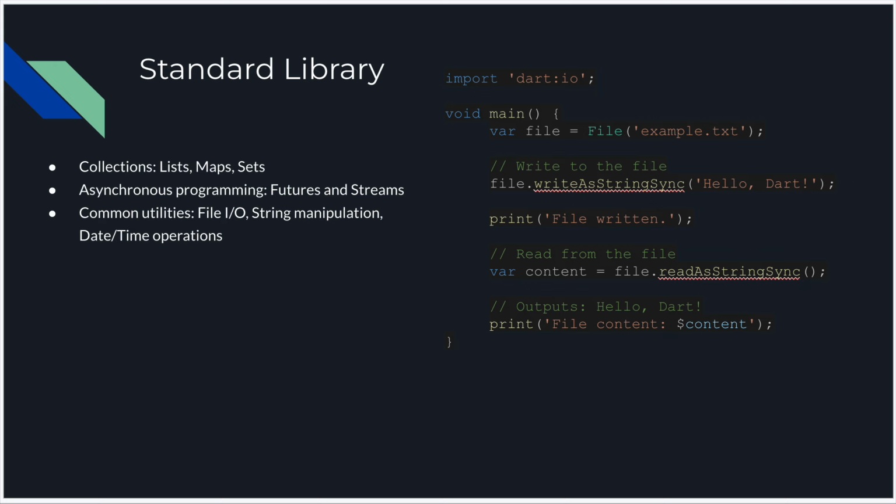The Dart standard library is packed with powerful tools for developers. It includes collections like lists, maps, and sets, which are great for organizing data. For tasks that involve waiting, such as fetching data from the internet, it supports asynchronous programming with futures and streams. The library also handles needs like file operations, as shown in the example here, where a file is created, written to, and read from. This feature set makes Dart versatile and efficient for a variety of projects.